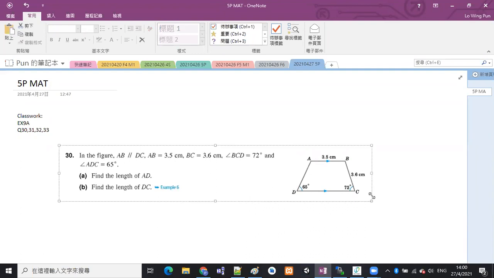And again, you should prepare with your calculator, okay? Because we are going to heavily use the calculator, right?